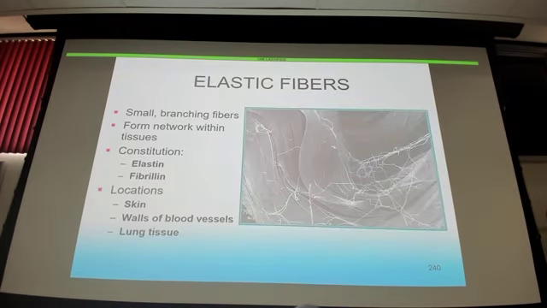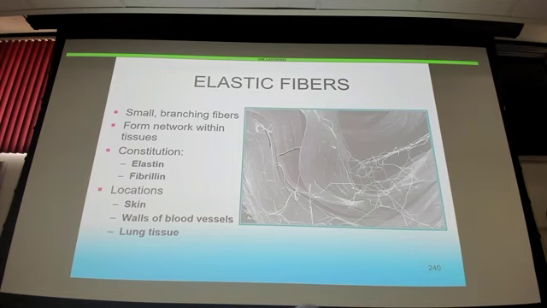Elastic fibers are made of what's called elastin and fibrillin that combine. And so all of these white lines are elastic fibers. And we're going to find elastic fibers in greater numbers of connective tissue in areas like the skin. Right? We can stretch our skin. Blood vessel walls. You have to expand the lungs.